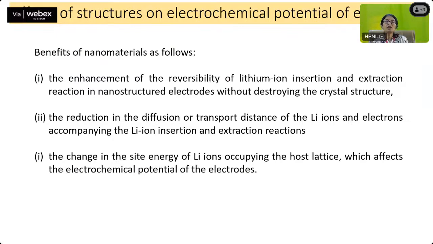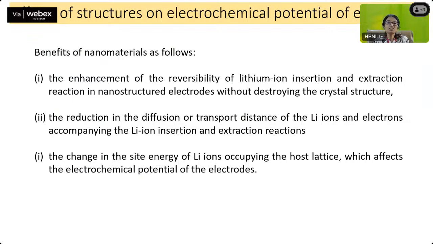So let's find out the effect of structures on the electrochemical potential of electrodes. So what are the benefits of nanomaterials? They lead to an enhancement of reversibility of lithium-ion insertion and extraction reactions in nanostructured electrodes without destroying the crystal structure. There is a reduction in the diffusion or transport distance of the lithium ions and electrons accompanying the lithium-ion insertion and extraction reactions if you have nanomaterials.